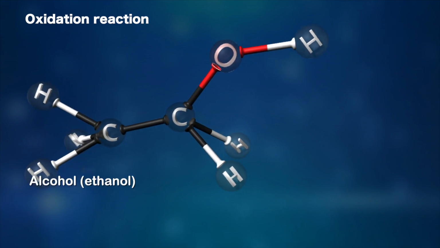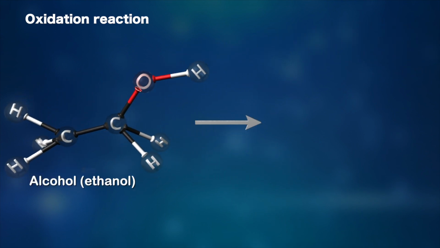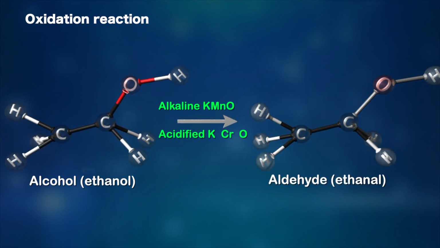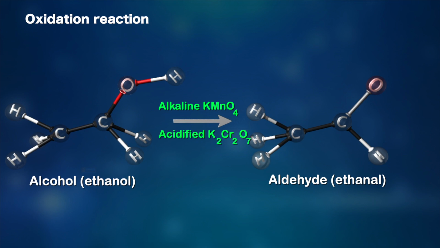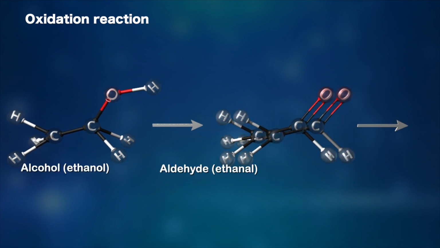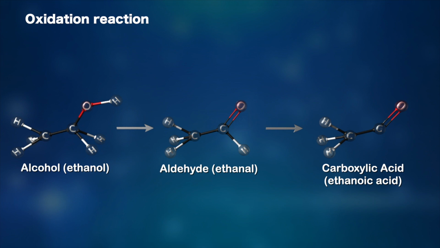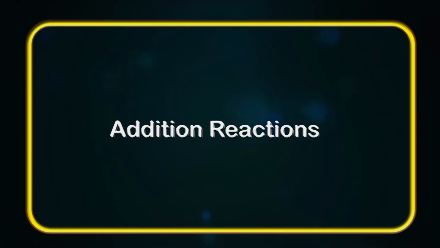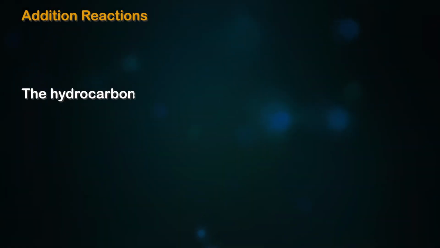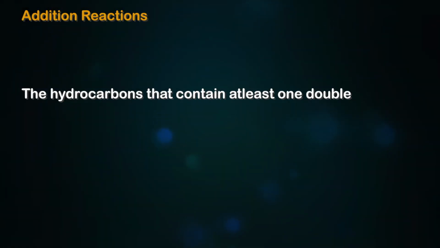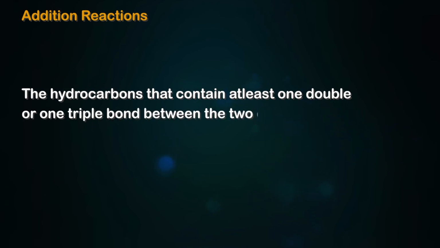In step 1, alcohol CH3CH2OH is oxidized from ethanol to CH3CHO in the presence of catalysts like alkaline potassium permanganate or acidified potassium dichromate. In step 2, it forms ethanoic acid CH3COOH.